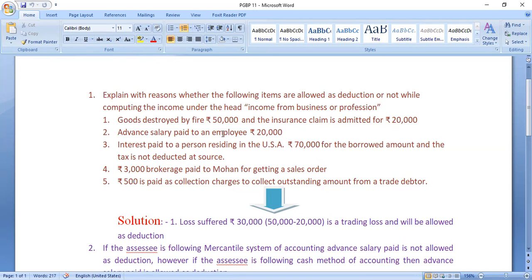Third, any interest paid to an NRI or outside India without TDS, where tax is not deducted, is disallowed. If tax is deducted, it is allowed. And the fourth one, because you are paying a commission or brokerage for getting a sales order, it is allowed as business expenditure. And the fifth one, because you are paying collection charges, extra charges to collect an outstanding amount from a trade debtor, it is allowed because it's a business expenditure. So these are the things you have to mention in the examination.